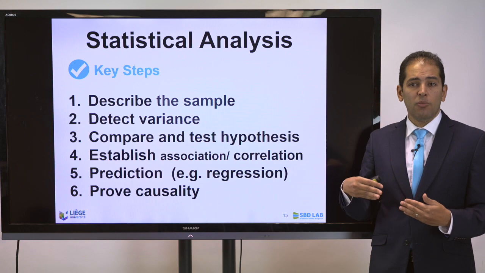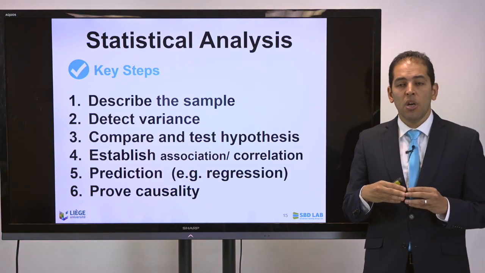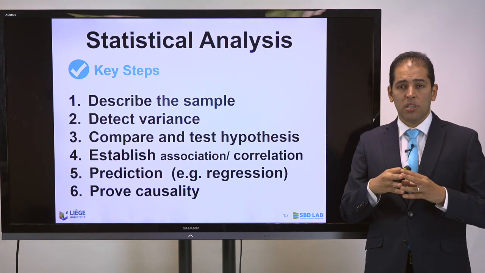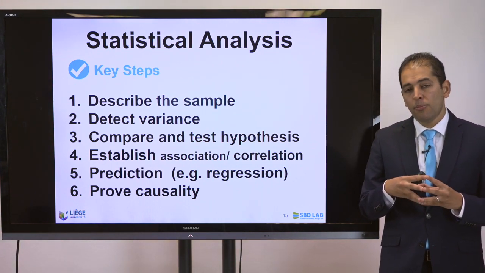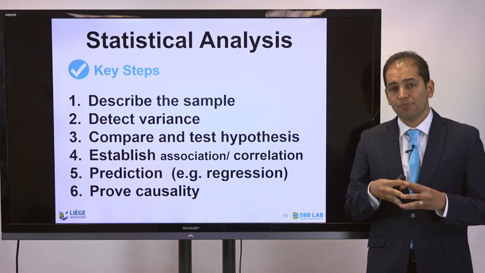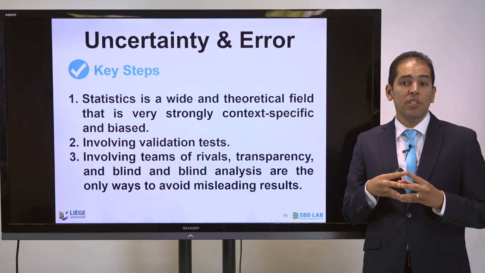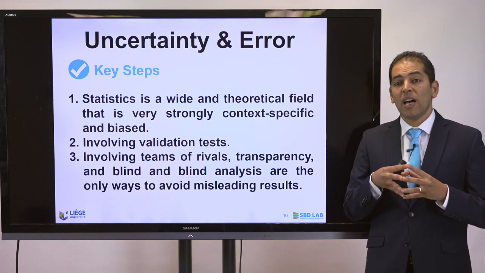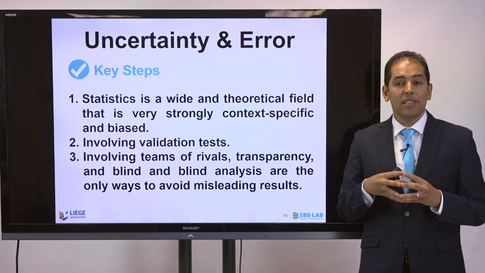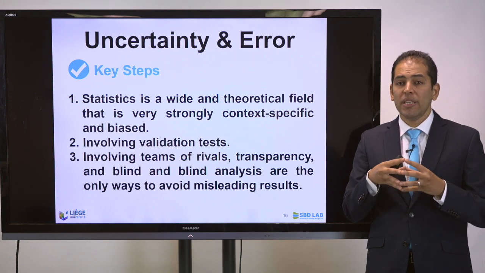And we cannot always go all the way down the steps. Sometimes we stop at a certain level when we have null results, when we cannot prove that our test brings significant results. But it is very important that we understand that we also need to be very cautious, because statistics is a wide and theoretical field that is strongly context specific and is highly biased. It can be easily biased.